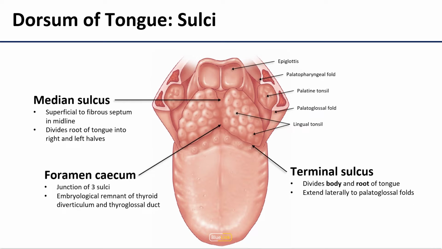Now, where all of these sulci meet up, there is a small depression called the foramen cecum. This makes for a nice little intersection point, but it's actually an embryological remnant left behind by the formation of the thyroid gland.